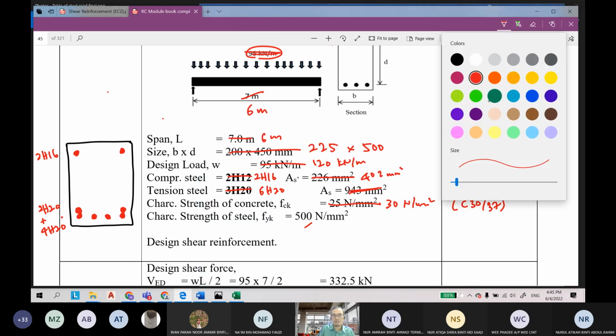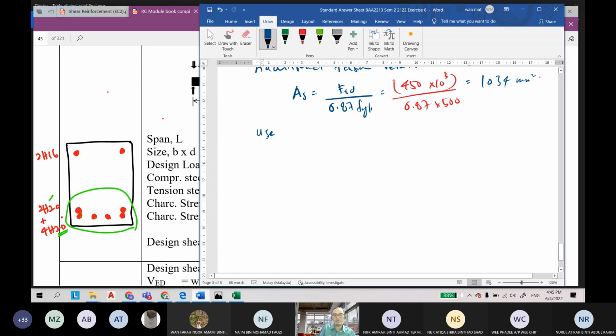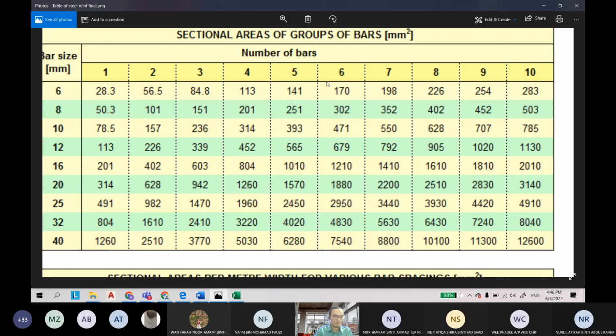our cross section here, we have 2 plus 4. Okay, 2 plus 4 of steel reinforcement at the bottom here. So we may use the same size as the bottom reinforcement. So the size is 20. So we use H20. How many H20 to cater for 1034? Okay, we check the table of reinforcement. Which one? Okay, H20, which is greater than 1034.